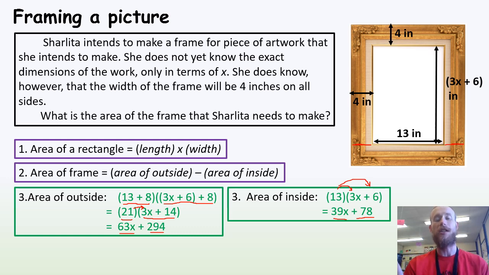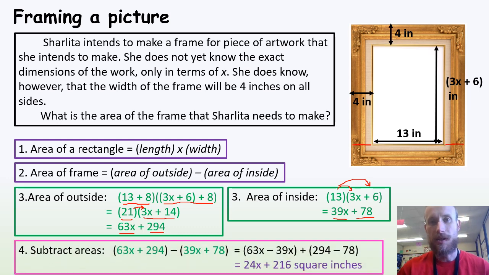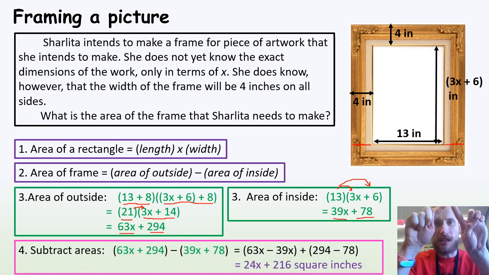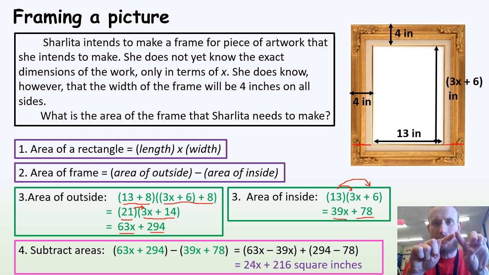What's good is that the area of the inside looks smaller than the area of the outside. It should definitely be smaller, typically. So what are we going to do next? Well, we're going to subtract, right? So the area of the outside of the frame minus the area of the inside of where the picture is, that's going to be the area of the frame itself.